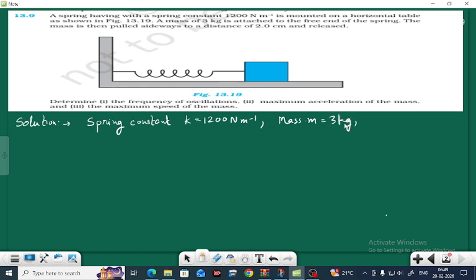And what is given? Displacement is also given. Displacement is 2 centimeter. So you have to change it into meter. 2 by 100 meter, that will be 0.02 meter, right? Now we'll find the value of frequency of oscillation. Number one is frequency of oscillation.